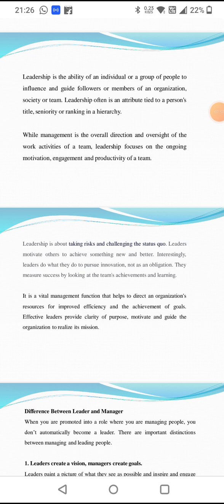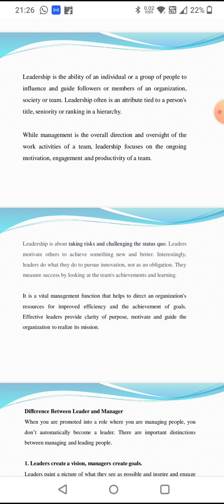Interestingly, leaders do what they do to pursue innovation, not as an obligation. They measure success by looking at the team's achievements and learnings. It is a vital management function that helps to direct an organization's resources for improved efficiency and the achievement of goals. So, effective leaders provide clarity of purpose, motivate, and guide the organization to realize its mission.